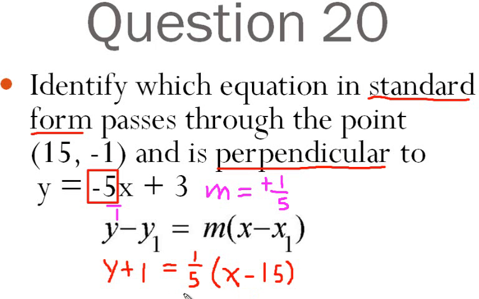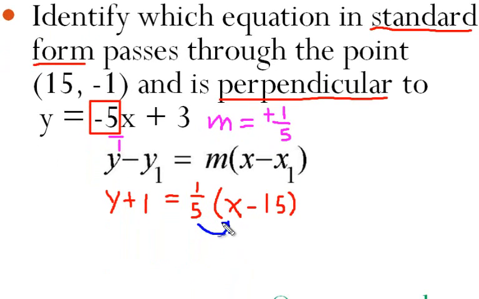Alright, from here I need to distribute this 1/5 into the parentheses. So when I do that, this left side is still going to remain unchanged. I still have y plus 1. 1/5 times x is 1/5 x. And 1/5 times negative 15. We've gone over how to multiply fractions, but I'll go ahead and do this one for you guys so you can see. 1/5 times negative 15.